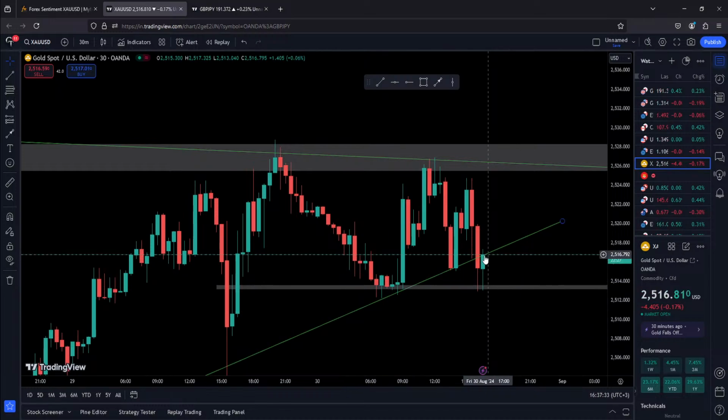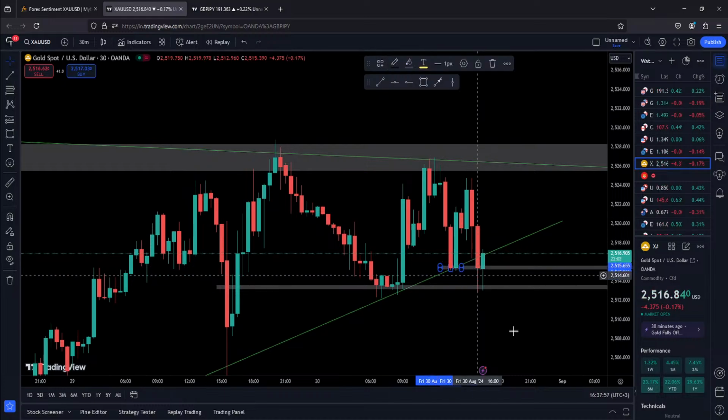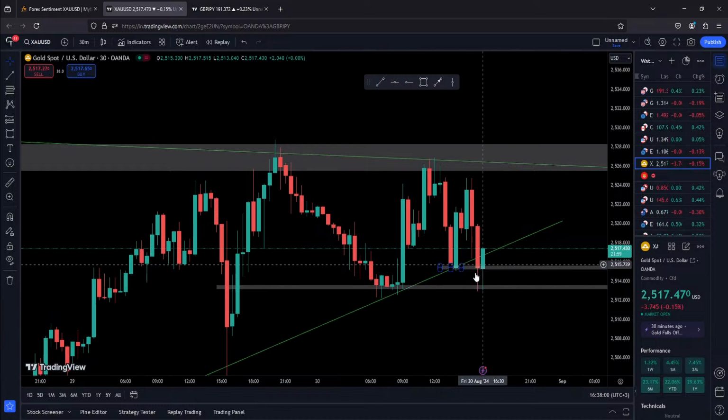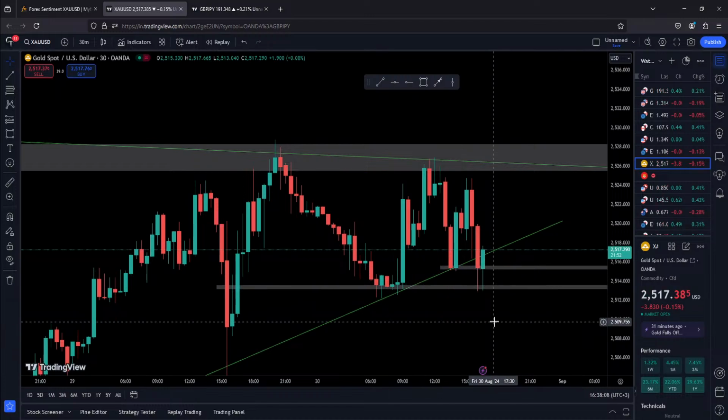So if this candle closes back above the trend line, then two things will be happening. Number one is that the market is going back above the trend line and trying to move up from here. And the second thing is that this will be a fake out. If you see, these two candles are lower than the previous two candles, so that will be a fake out by the market.